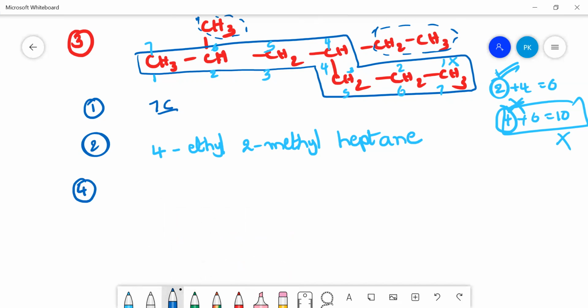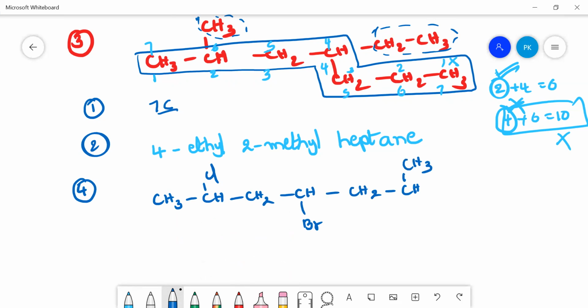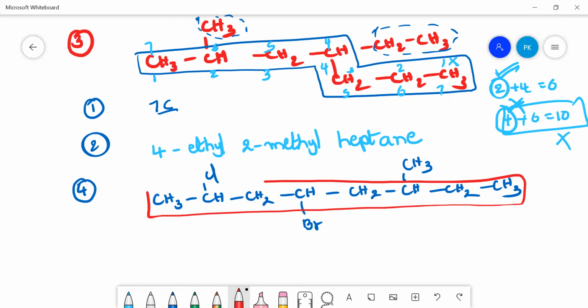Fourth example, we are going to discuss here. Let us take one example. Now, name this one, students. See, the parent carbon will be 1, 2, 3, 4, 5, 6, 7, 8, because only a methyl substituent you can take here. This will be the parent carbon. So now numbering, we have 3 different substituents.